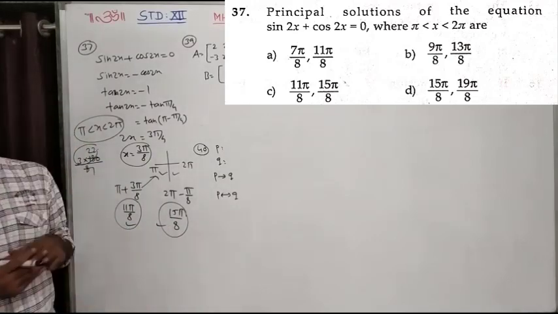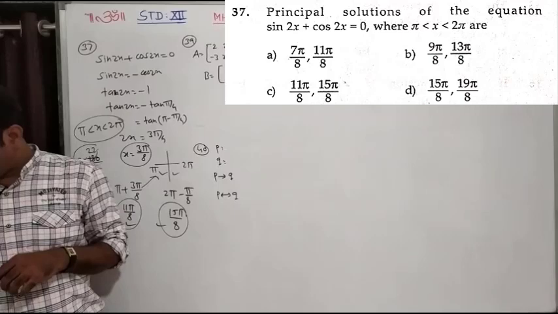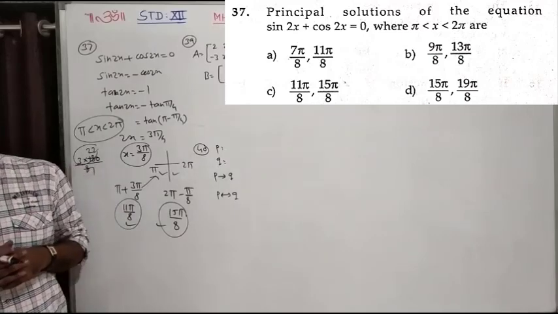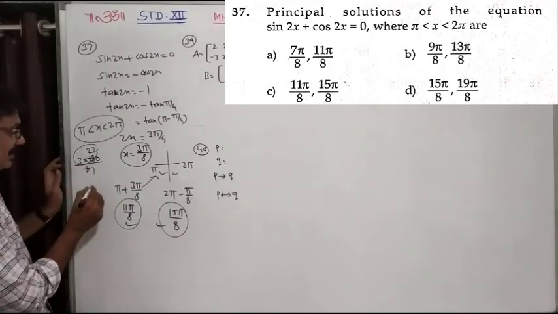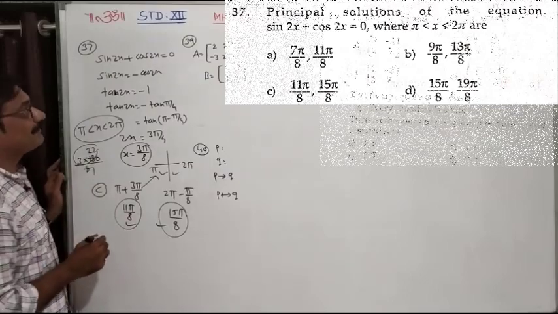Is it given? The option is 11 and 15. So your option is C.